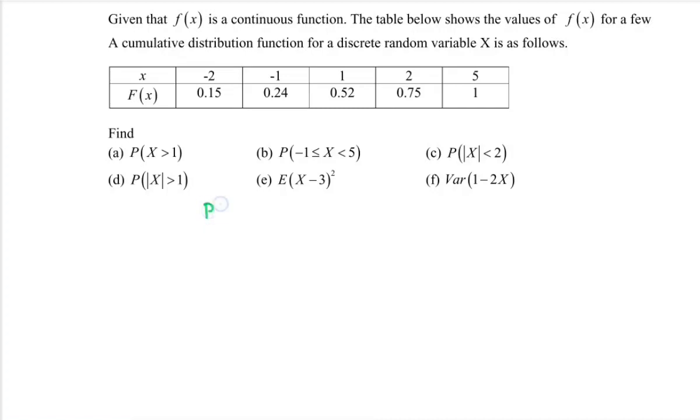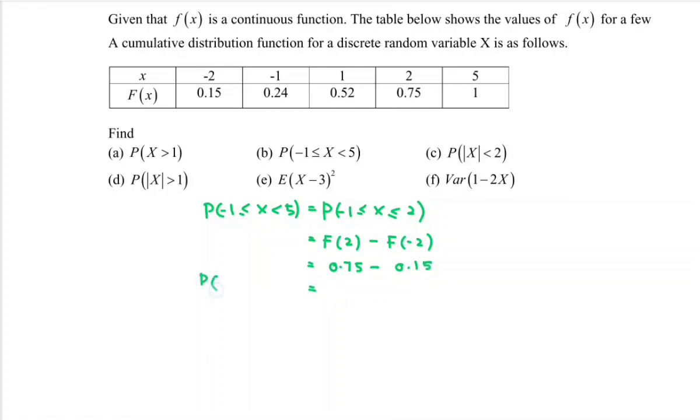Next, B. Probability that x is greater than or equal to -1 and less than 5. Kindly modify the situation: probability that x greater than or equal to -1, less than or equal to 4. So in here, there is no 4, so the value would be 2. By referring to the situation, we are interested in -1, 1, and also the 2, but not for -2. So here we have f(2) minus f(-2). Referring to the table, 0.75 minus 0.15. So the answer for probability that x greater than or equal to -1 and less than 5 will be 0.6.